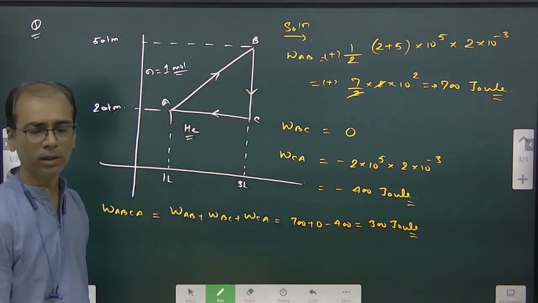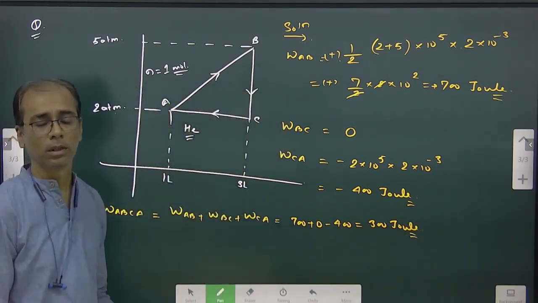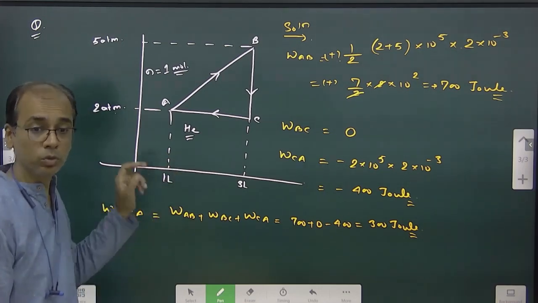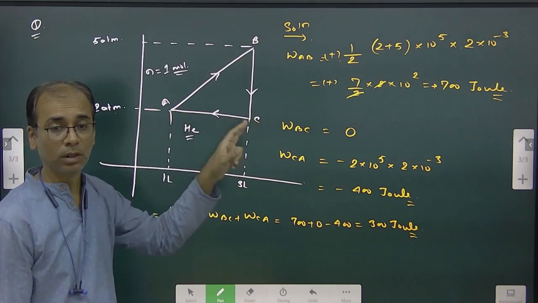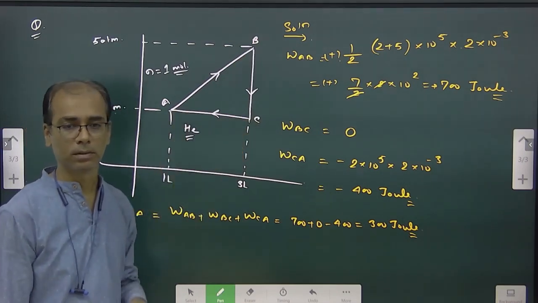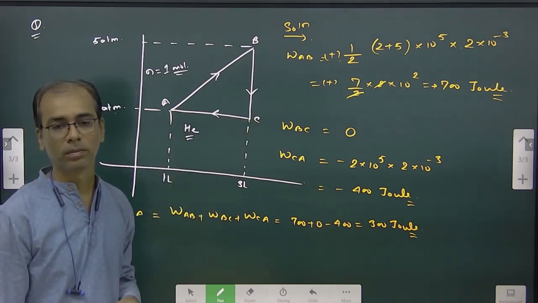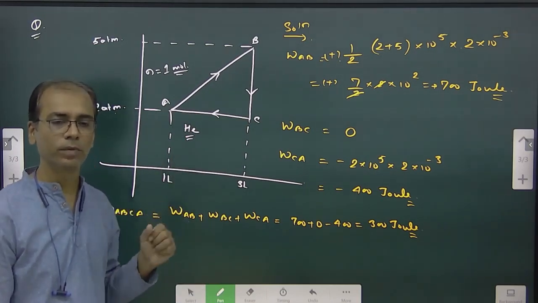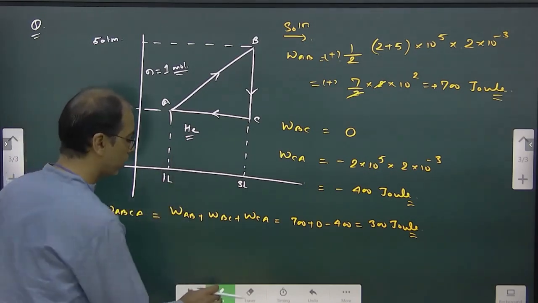Perfect. Absolutely fine. But suppose in this question I would have asked you only this. So do I have to find this work done, and this work done, and then I'll get the answer? Answer is no. We have to understand that through the graph so that we can find it. Okay. So what it is now?